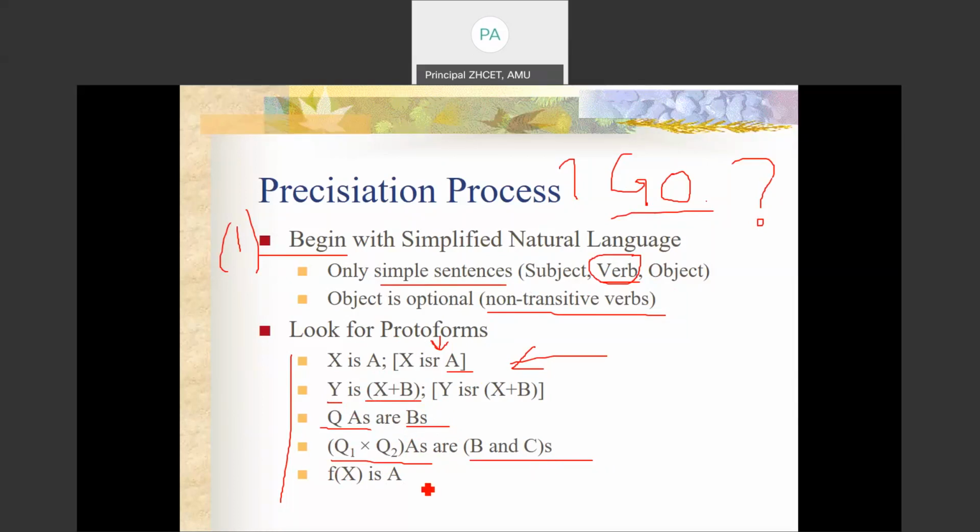And then F(X) is A, right? What do I mean by F(X)? I'll come to that a little later. Again, this is like X is A. So all these are different variations of the X is A form. This is the X is A form as such, and these four are its variations. So let us take them one by one. First of all, I'll look for this one, X is A.